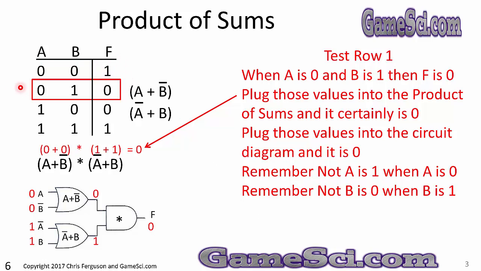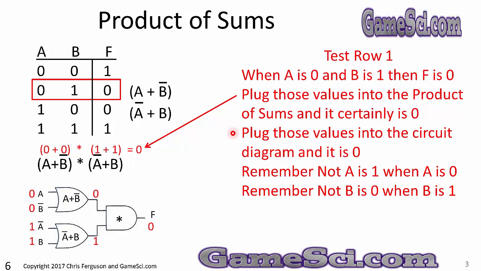Testing row 1 of the table, when A is 0 and B is 1, F produces a 0. Plug these values into the product of sums, and certainly it does produce a 0. A is 0, not B is 0. You OR those together and you get a 0. Well, if 1/2 of the AND is a 0, then it has to produce a 0.